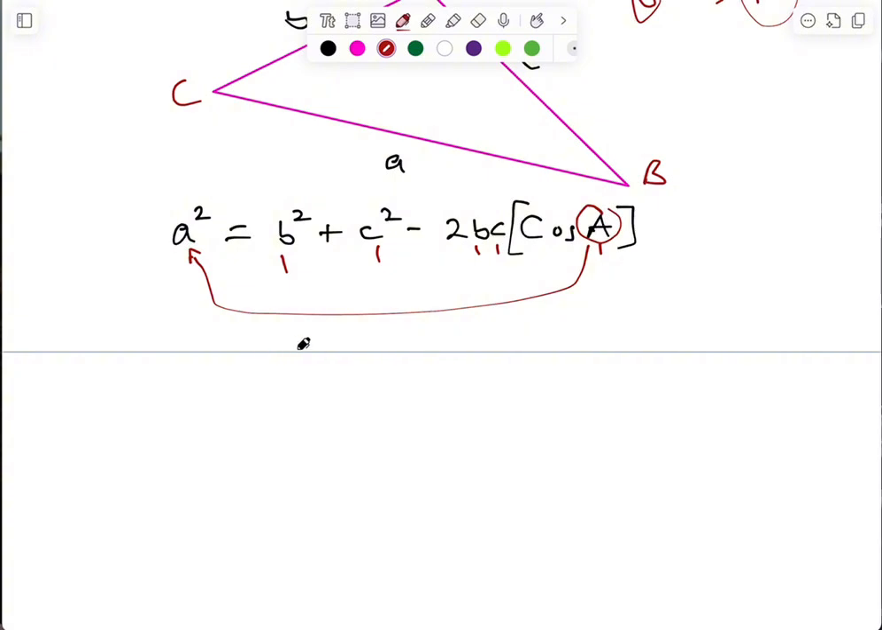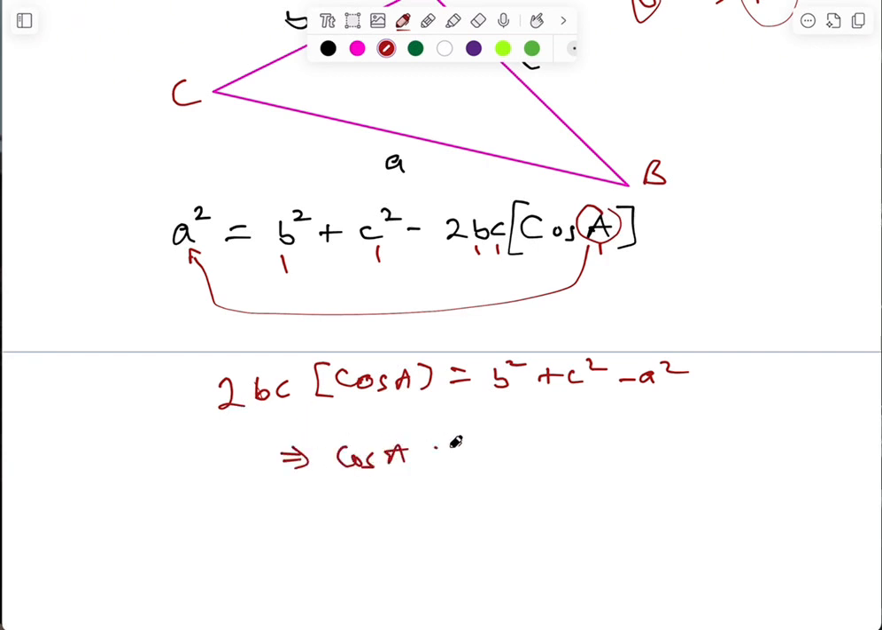If you take everything here, let's say you bring all this negative 2bc cos A to the other side. So you have 2bc multiplied by cos A. That will be equal to b squared plus c squared. Then a squared will become negative a squared. So you can isolate the cosine here. You divide both sides by 2bc. And that would imply that cos A equals b squared plus c squared minus a squared divided by 2bc.